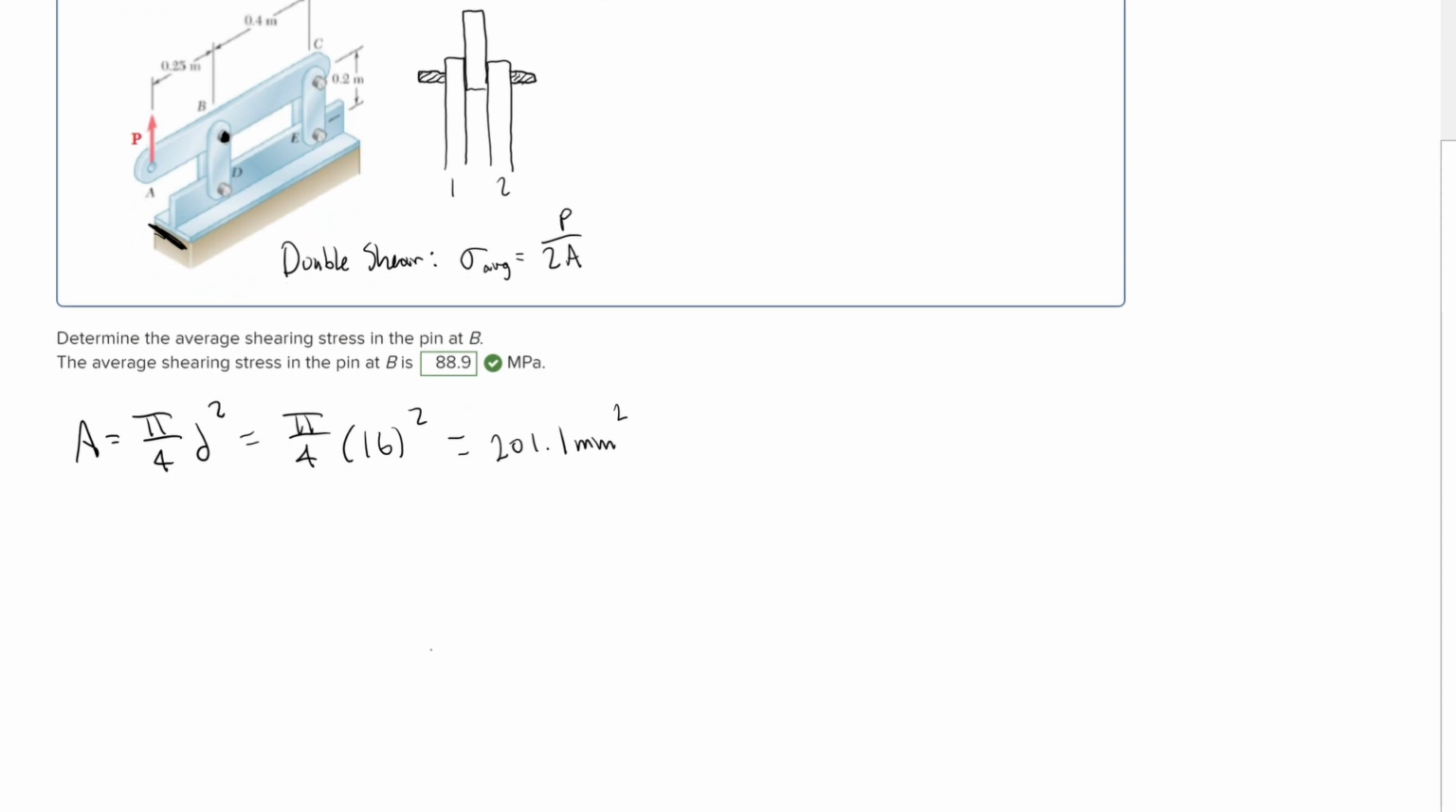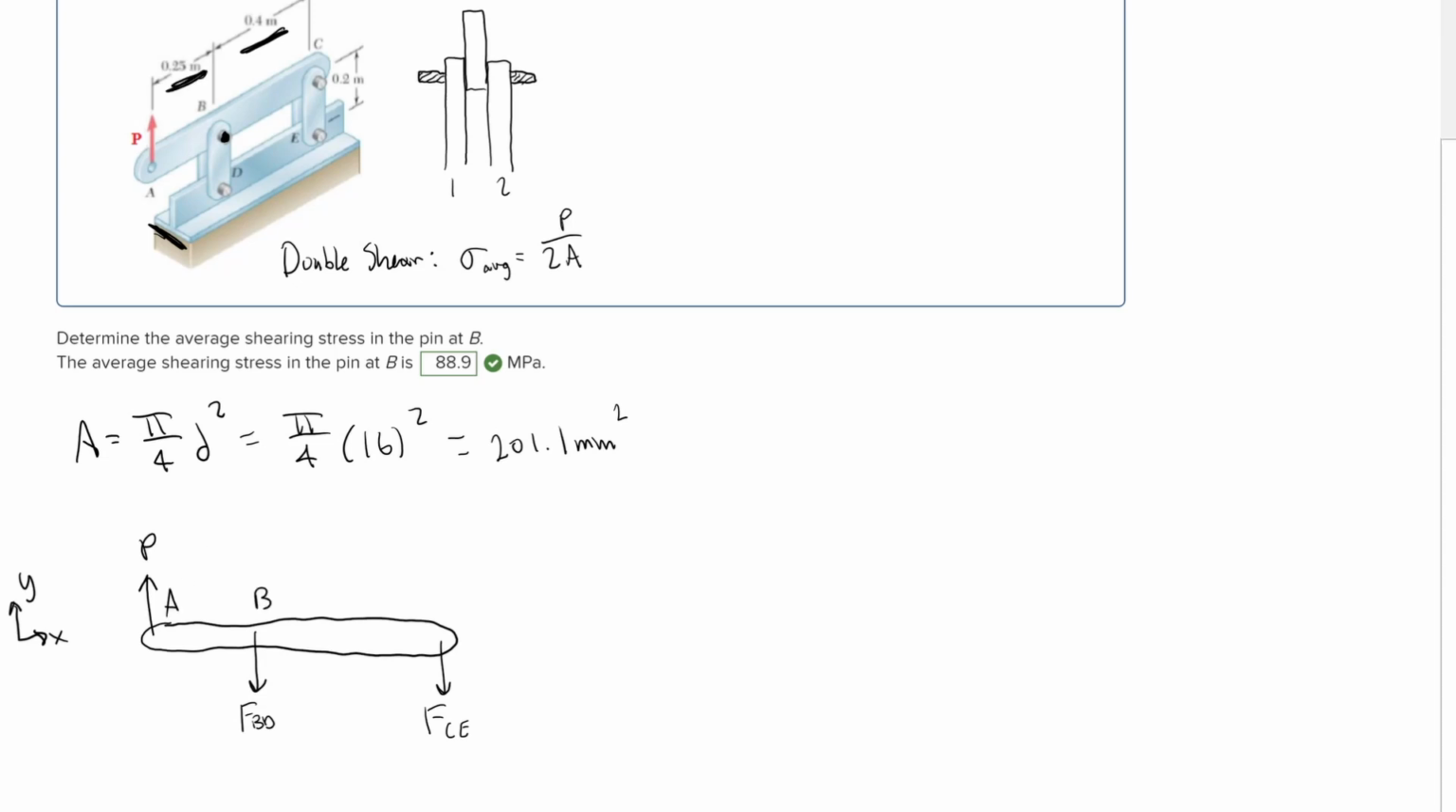So I'm going to go ahead and draw this is the top arm right there. I'm going to go ahead and put some coordinate axes on there. There's our positive x, positive y. We have the force P going up. There's a force from the link BD, so I'm going to call that FBD. And then we have a force from the link CE, so I'm going to call that FCE. And we have, back up on the picture at the top, our distances here. And then we have points A, B, C.